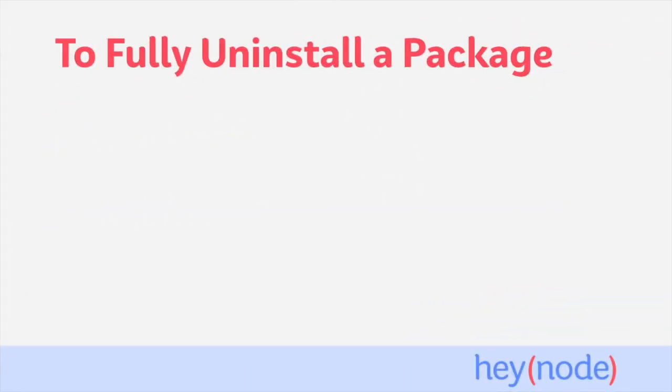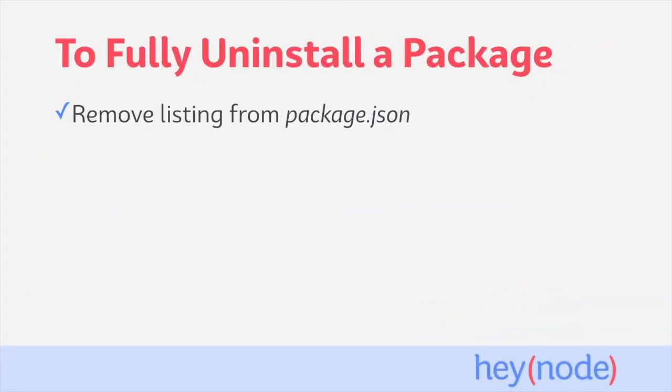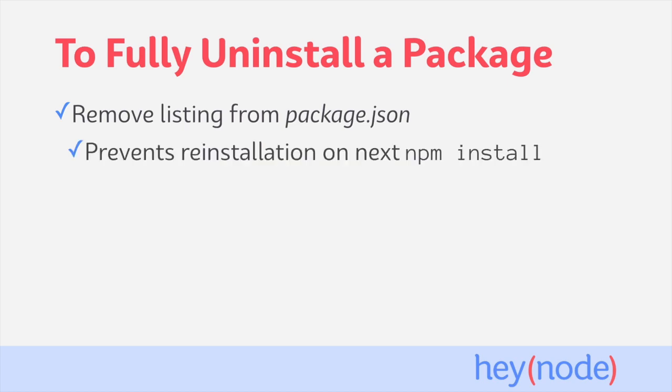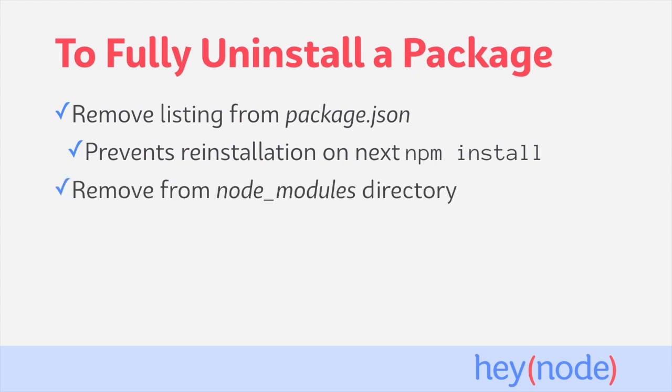To fully uninstall a package is a two-step process. You must remove the package listing from your package.json file. This is important because it prevents the package being reinstalled the next time you run npm install. Second, the actual module and its dependencies must be removed from the node_modules folder. This makes sure the module is no longer accessible from your code. If you don't do both of these steps, then your package hasn't been fully removed from the project.